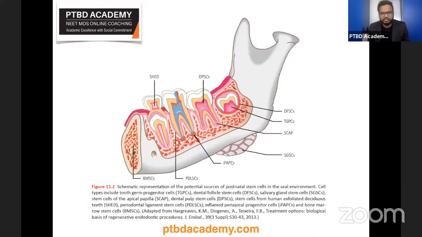This is a schematic representation of potential sources of postnatal stem cells in the oral environment. So different categories which we have just gone through. The cell types include tooth germ progenitor cells, dental follicle stem cells, salivary gland stem cells, stem cells of apical papilla, dental pulp stem cells, stem cells from human exfoliated deciduous teeth that is shed, periodontal ligament stem cells, inflamed periapical progenitor cells, bone marrow stem cells, etc. Okay. So look into these illustrations and try to get familiarized with the names and their corresponding locations. Consider this very, very important in regenerative endodontics as such. Now, let's move on to our next question.